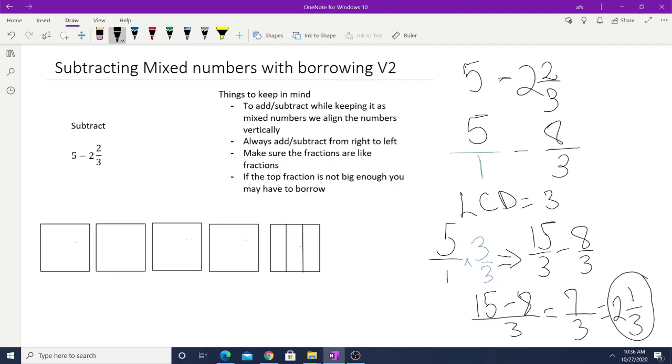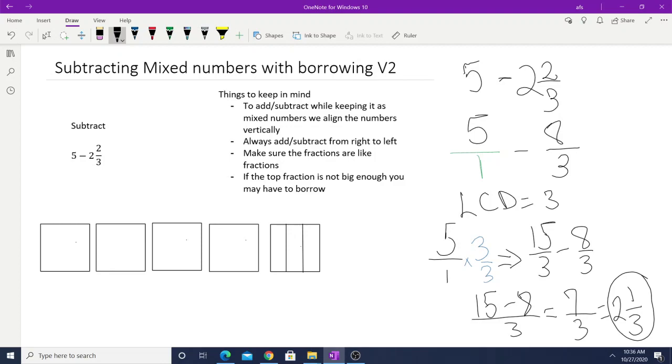The only drawback of this method is it requires a lot of going back and forth. We first change everything from mixed numbers into improper fractions. We find our LCD, we upscale, we subtract, and then the resulting answer has to be turned back into a mixed number. It does require a little bit of work, which is why we are going to look at the other method, which is the method of subtracting mixed numbers while keeping them as mixed numbers.